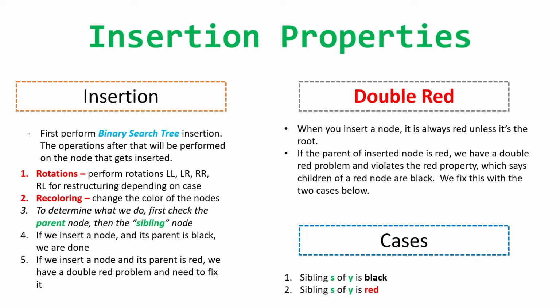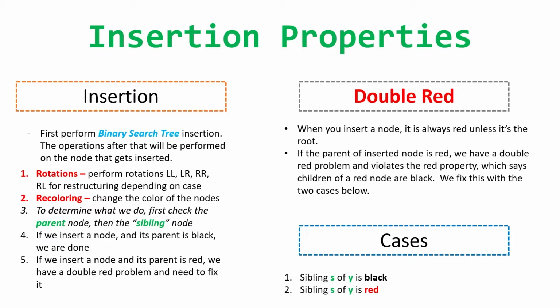Okay. A few properties of insertion. Well, we might have to do some rotations, and these are just the same rotations we do for an AVL and splay tree. Okay, there's 4 cases, 2 single and 2 double rotations. We may have to do some recoloring, so we just change the color of the nodes. And to determine what we do, we first check the parent node and then the sibling node. So the parent node would be the parent node of what we just inserted, and then the parent node's sibling node. Okay, this will make more sense when we look at another example and we actually do some labeling. But this is how we determine if we need to rebalance and how we rebalance.